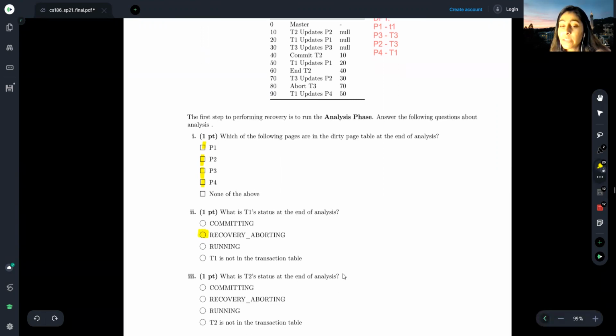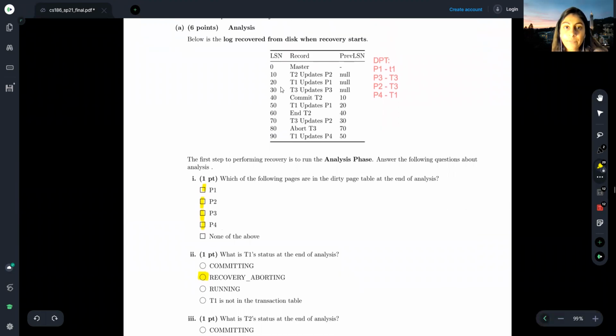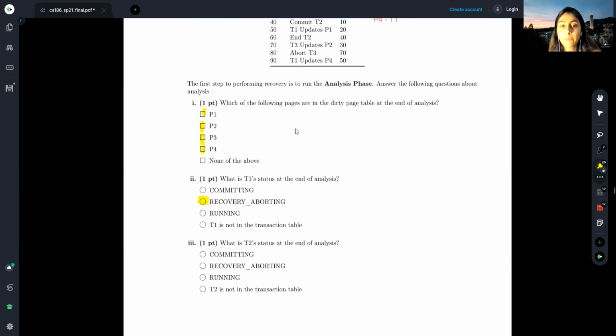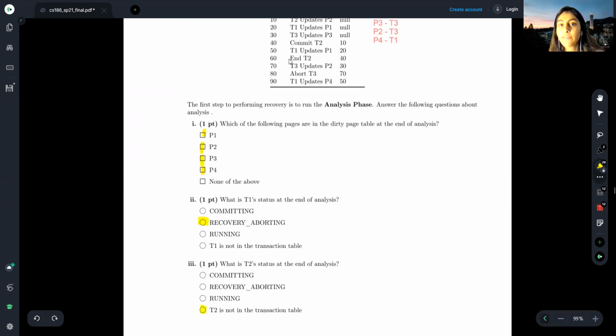What is T2's status at the end of analysis? At LSN 60, T2 ended. So now that T2 is over, it no longer exists in our transaction table. It's completed, any changes it made have been flushed to the disk, and all of its changes have persisted. So at that point, we would just say T2 is not in the transaction table because of the end T2 record that we see.